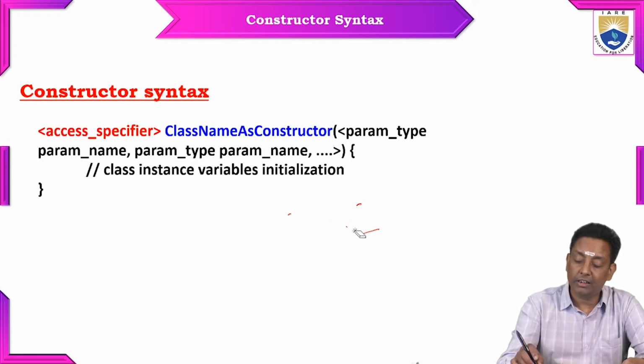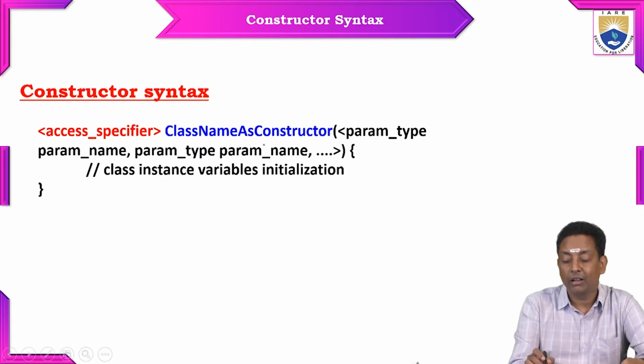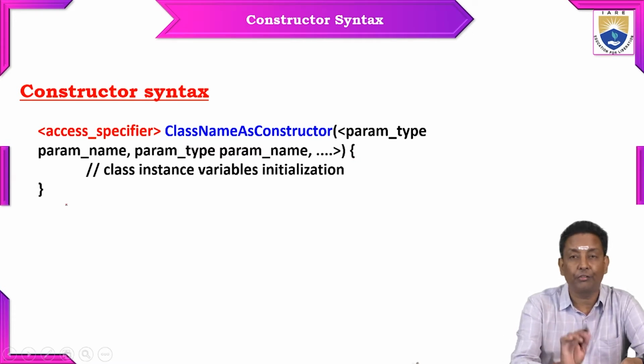Right. The syntax is clear. The access specifier is optional. Write the constructor name same as the class name. Writing parameters is also optional. The constructor parameters begin and end with parentheses, and its body opens and closes with curly braces.